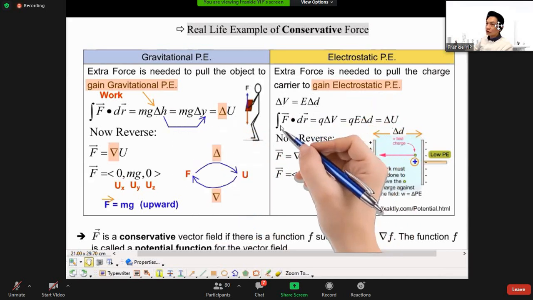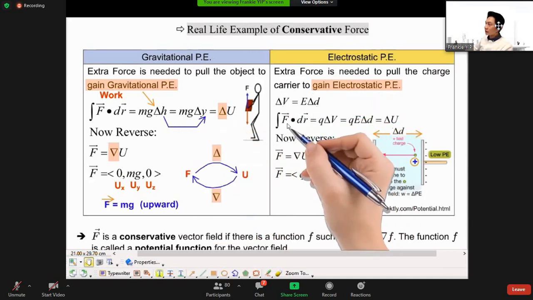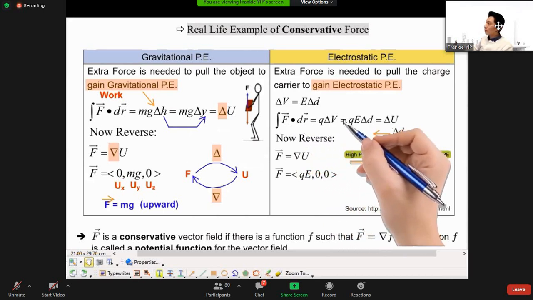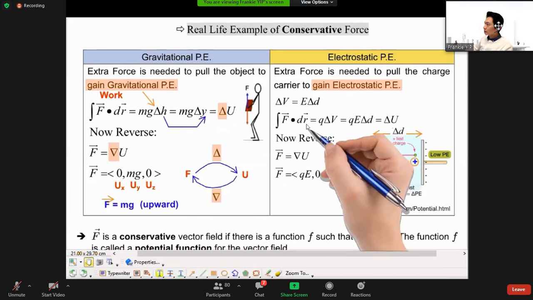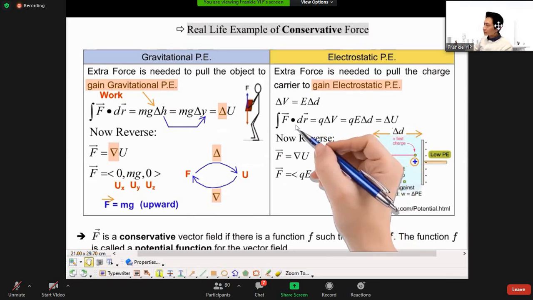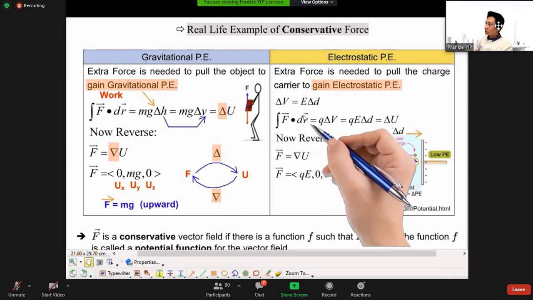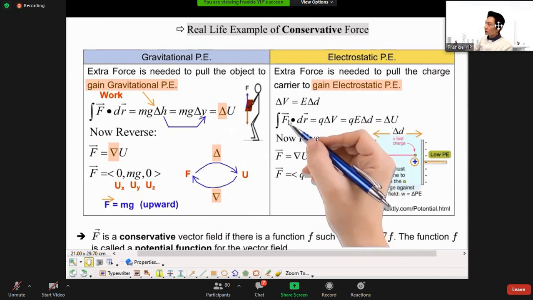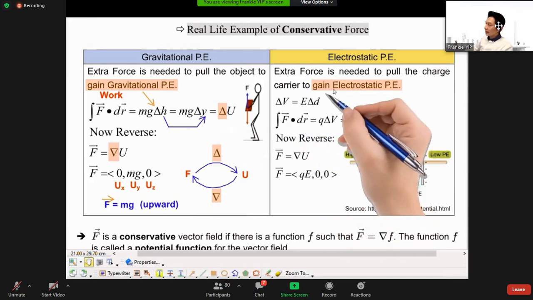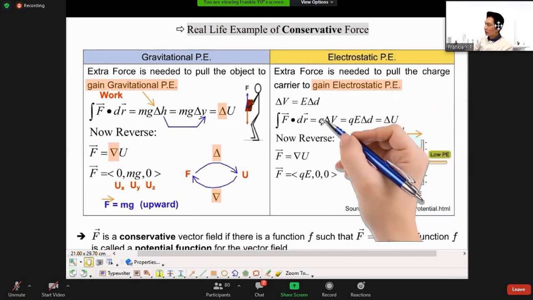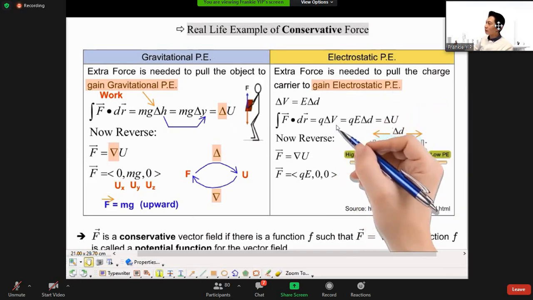What we are going to do is integrate F dot dr equals Q delta V. What's that? Once again, this is the work done. The work done equals the gain of electrostatic PE. This is another kind of potential energy. We call it the electrostatic PE, which is equal to Q delta V.